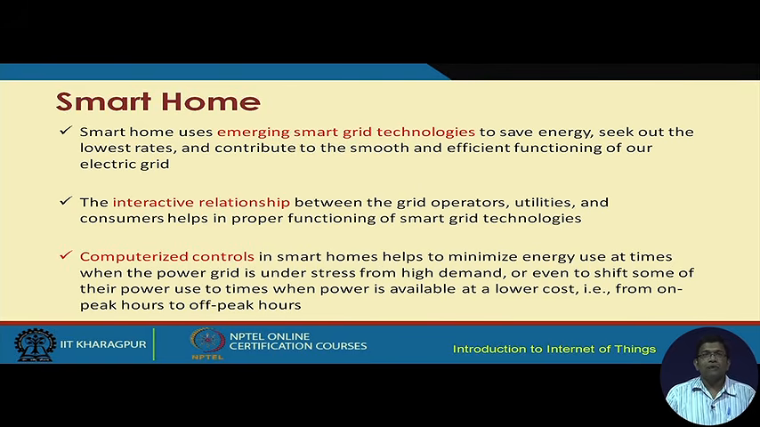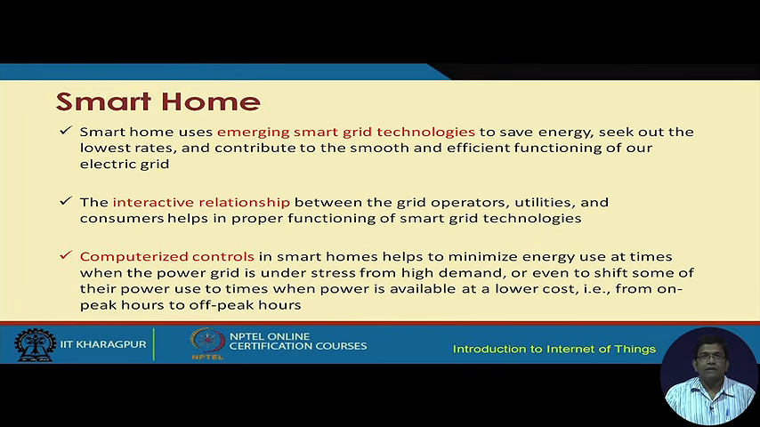So, in a smart home what we have are smart appliances, and they use these different emerging smart grid technologies to save energy, and different rates and different prices can be used, and these contribute to the smooth and efficient functioning of the electric grid. The interactive relationship between the grid operators, utilities, and consumers helps in proper functioning of the smart grid technologies.